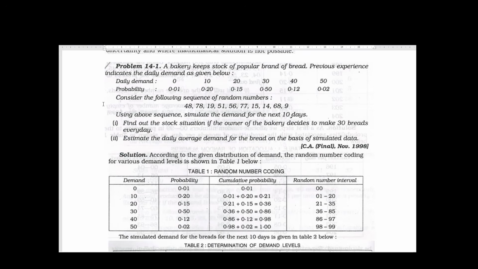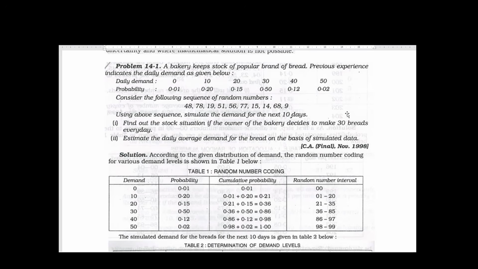So consider the following sequence of random numbers. They have given us 10 random numbers. Using the above sequence, simulate the demand for the next 10 days. Find out the stock situation if the owner of the bakery decides to make 30 breads every day. Estimate the daily demand for the bread on the basis of the simulated data.